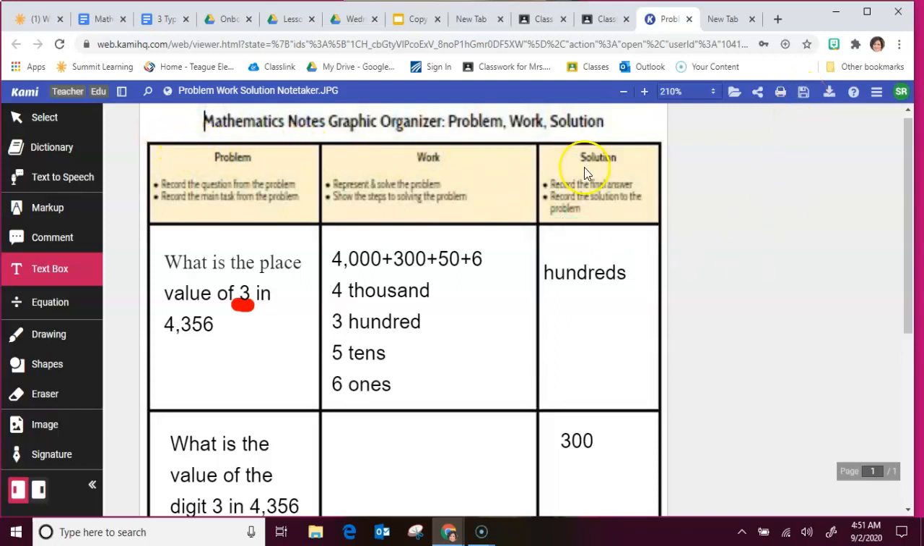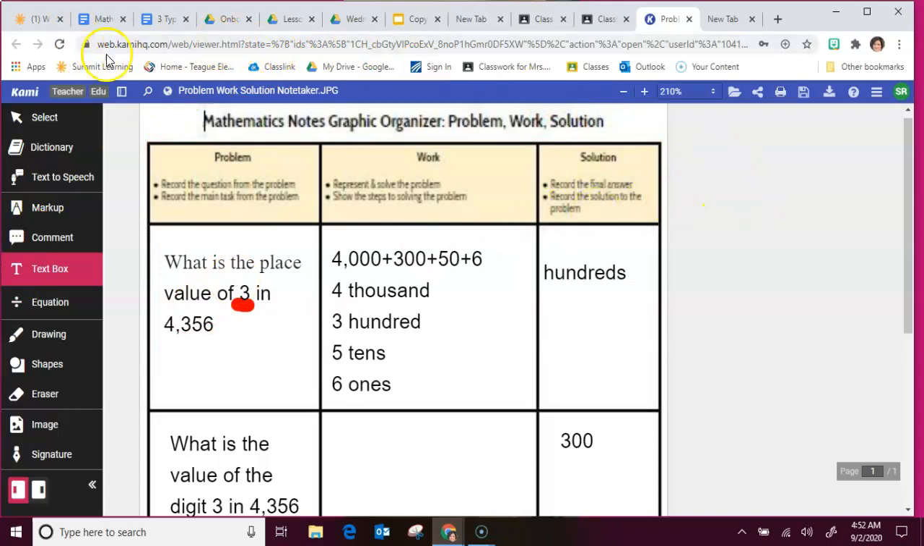Or if you just drew this paper out, because you really don't have to have this exact one, you just need to know the problem goes here, work goes in the next column, solution in the last column. So you could just draw that out on your paper. Big rectangle, 3 columns, and then you can mark off your rows as you go.